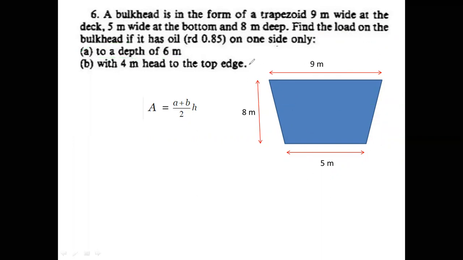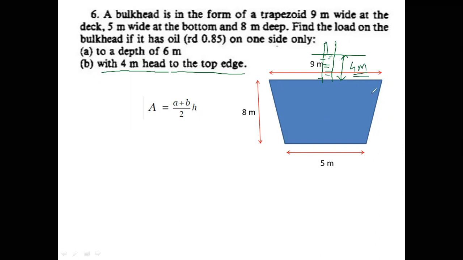Second condition is with 4 meter head to the top edge. Above the main deck, there will be some sounding pipe, and the liquid enters the sounding pipe. How much is the free surface level from the top edge? That will be 4 meter. So this is the condition.